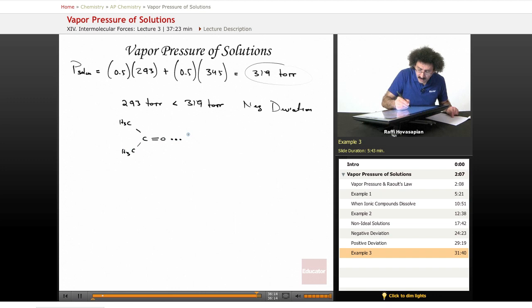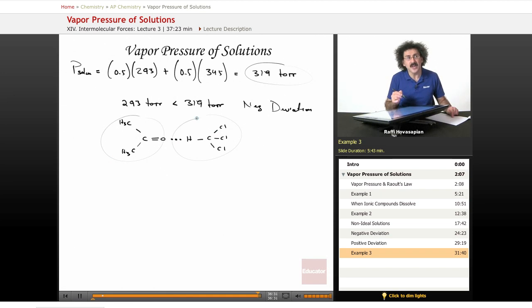This is acetone. This is the H. This extra bonding, the hydrogen bonding, this intermolecular force between the acetone and the CHCl3 causes them to actually stick together more than they normally would. Because they stick together more than they normally would, there's fewer molecules jumping out of solution into the vapor phase. Because there's fewer molecules in the vapor phase, the vapor pressure that I measured is lower than what I expected. That's what's going on. So that's it.